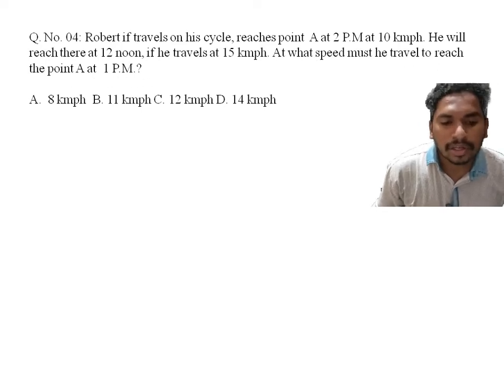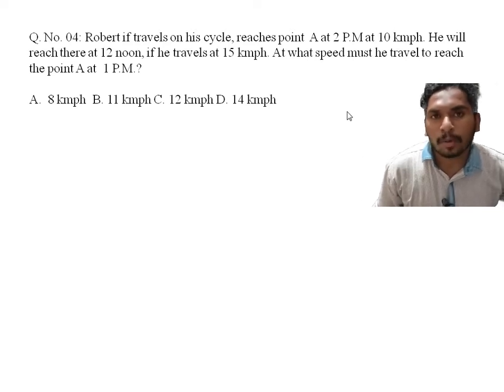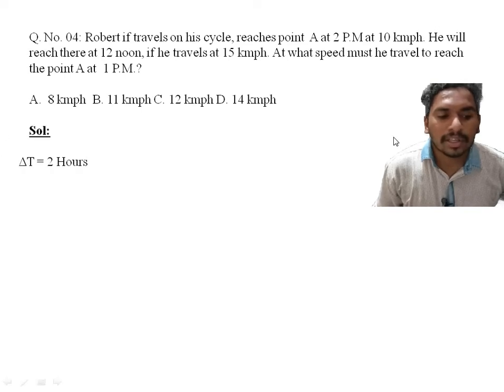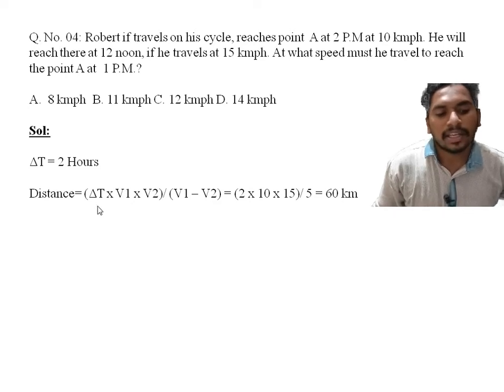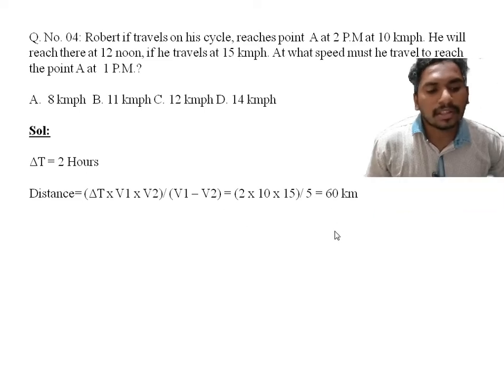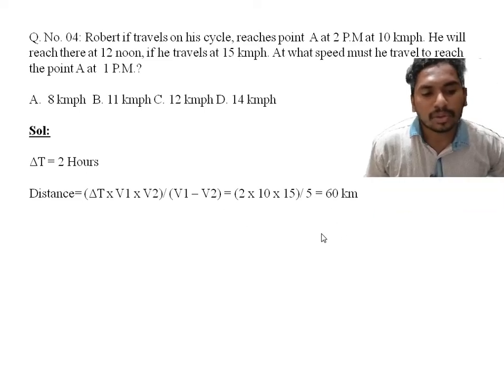We have solved these kinds of problems, in that early, late, actual time. Similar to that, we have to solve this. Here the delta t value is 2 hours. In the first case he has reached at 2 p.m. and in the second case at 12 p.m. So the difference is 2 hours, and the formula for distance is delta t into v1 into v2 by v1 minus v2. This is the formula for finding the distance between those 2 points.